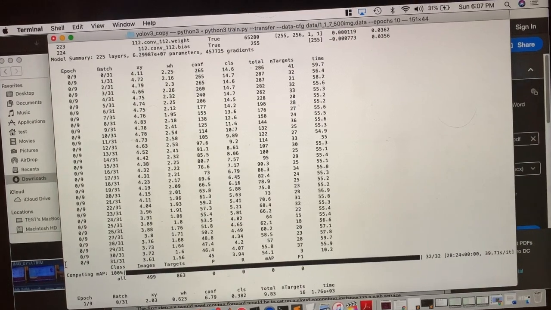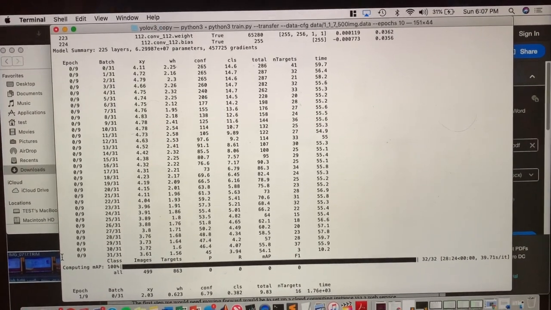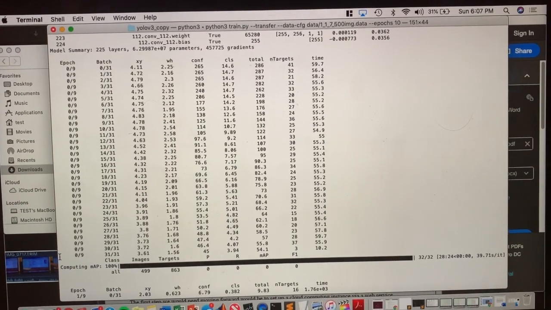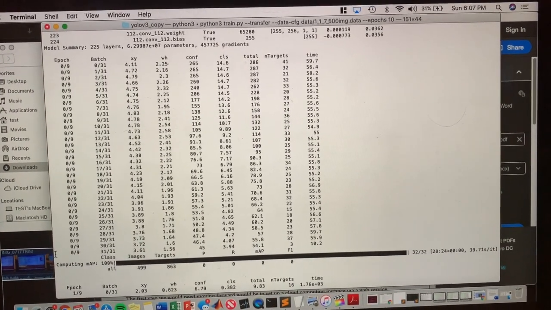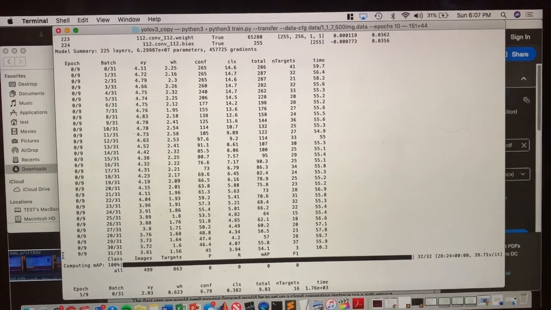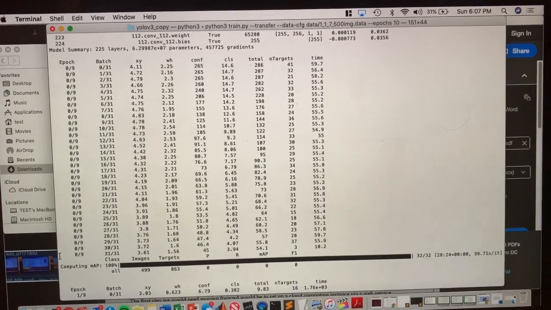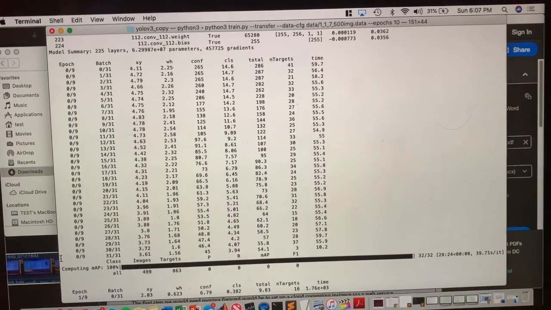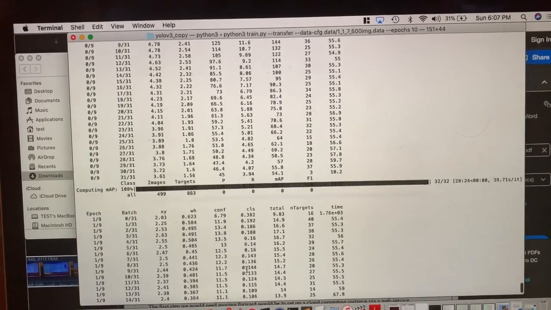The XY is loss with respect to the location of the center of the bounding box. WH is the width and height of the bounding box. Conf is the confidence loss, and CLS is the classification loss. These are all totaled into the total column. As you can see, over the 31 batches, the total loss does decrease significantly. The time, it takes about a minute per batch. So of these 31, it takes about 30 minutes to get through a single epoch.